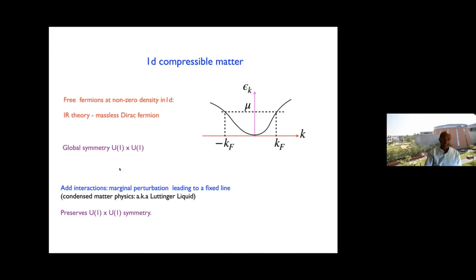Now, if you add interactions on top of these free fermions, it's known that interactions are a marginal perturbation in the infrared, and they lead to a fixed line. In condensed matter physics, the resulting fixed line is what's known as a Luttinger liquid, but if you're not familiar with that, that's not important. Throughout this fixed line, the global U(1) x U(1) symmetry is preserved. So the Luttinger liquid state preserves this global U(1) x U(1) symmetry, which is physically associated with separate conservation of right and left moving fermions.